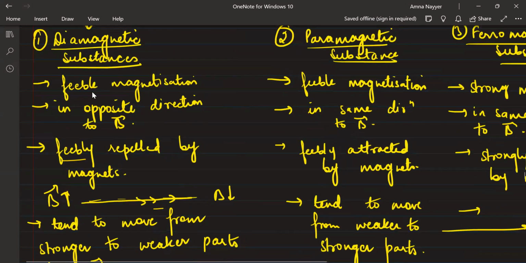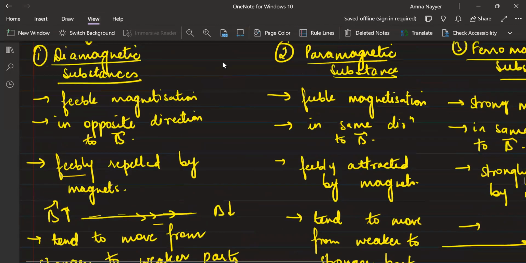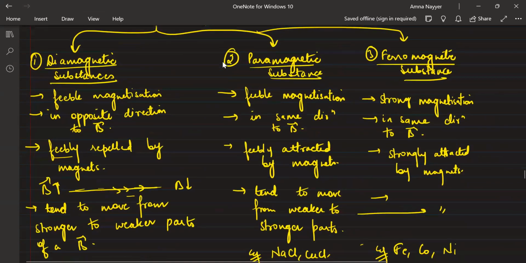For diamagnetic substances, when you keep them in a magnetic field, they tend to move in the direction opposite to the magnetic field, meaning your I and H will be in the opposite direction. For paramagnetic substances, it will be in the same direction as the magnetic field, and for ferromagnetic substances also, the same direction. This is what I already explained. Feebly means weakly repelled. They are weakly attracted by magnets, while ferromagnetic are strongly attracted.